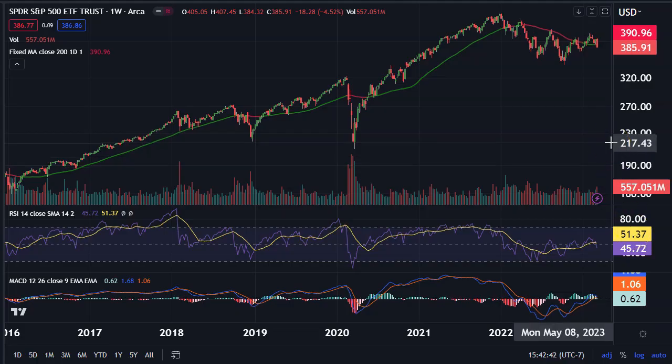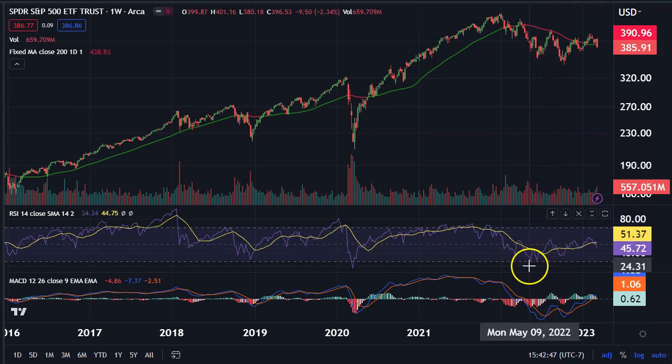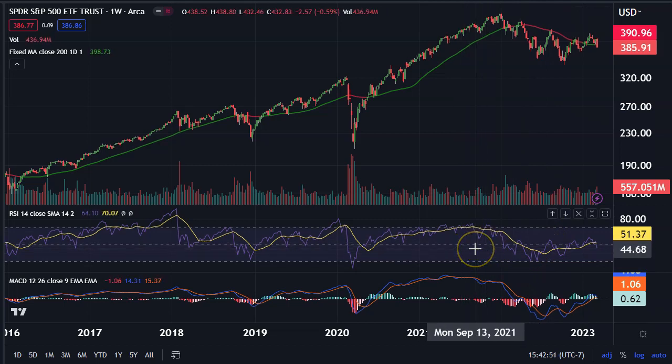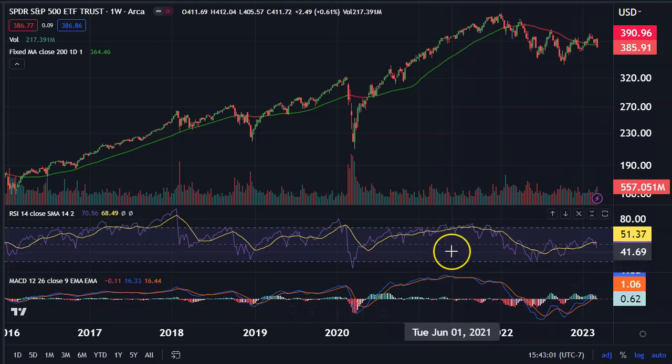Okay, now we've added a few more things. We've added indicators. So we've got the RSI right here in purple, and we have the MACD, which is the moving average convergence divergence. These are two indicators. RSI is an oscillator. It tells us if the market is trending strong, if it's overbought or oversold.